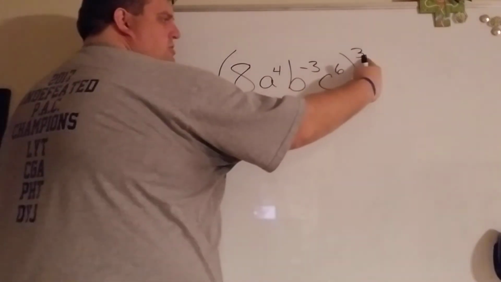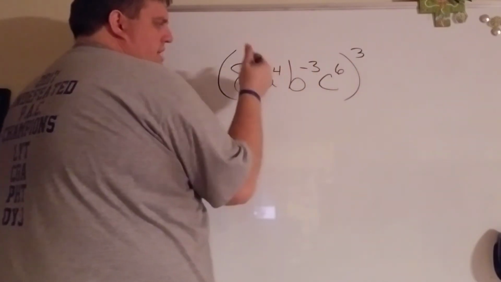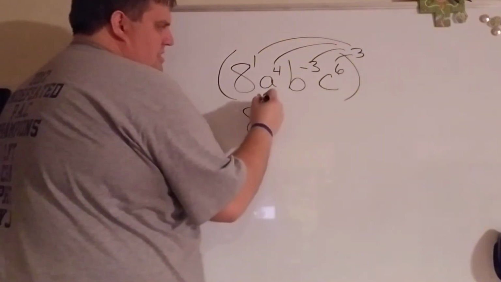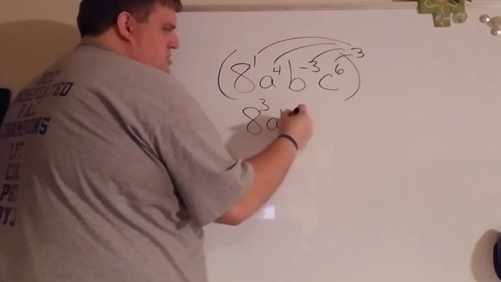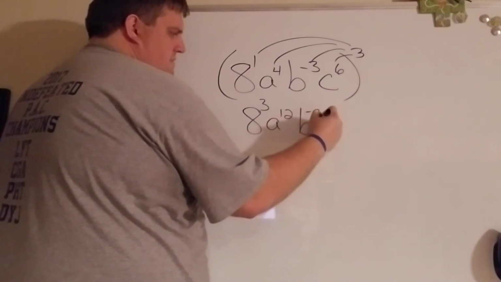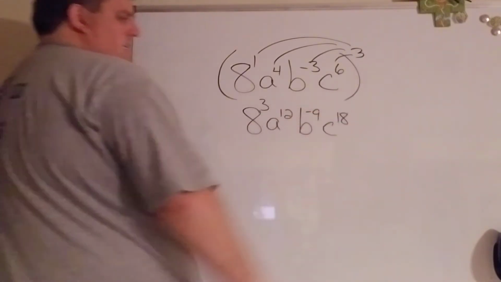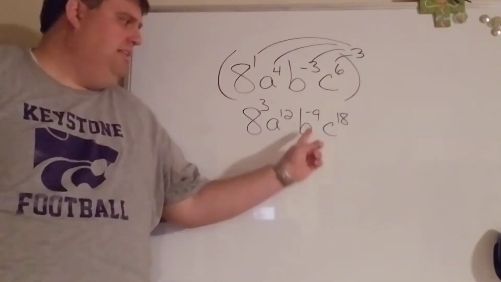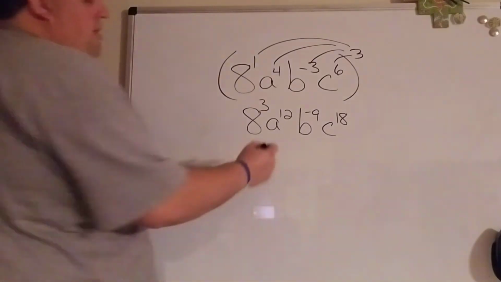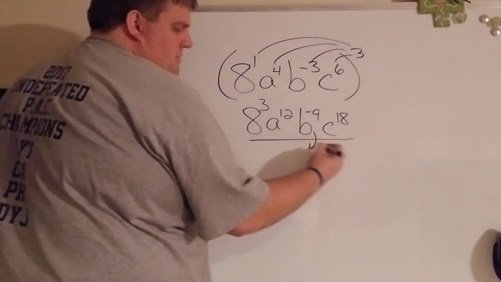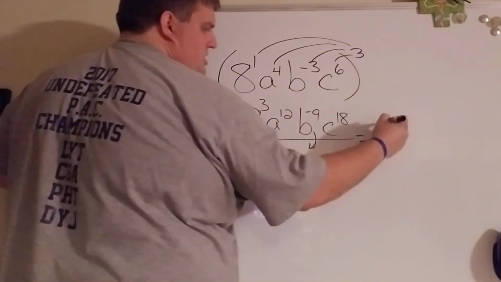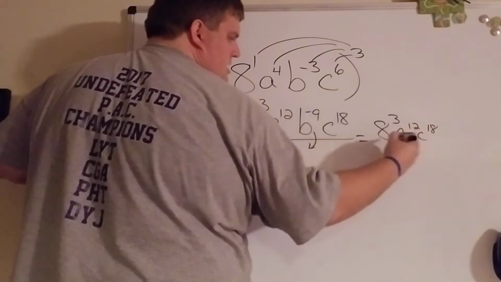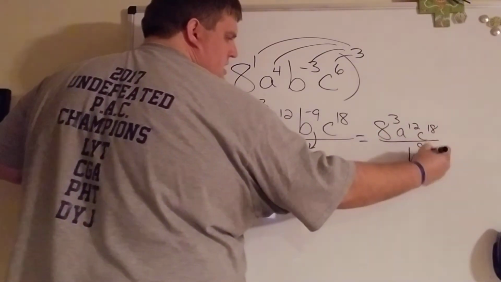Well, I can do power to a power. This 3 is going to go to everything. Remember, there's really a 1 here. Don't forget that. So I'm going to distribute. That would be 8 to the 3rd, a to the 12th, b to the negative 9th, c to the 18th. But I'm not done because there's more I can simplify. I'm not allowed to leave something with a negative exponent. So everything else can't combine, but the b can move to the bottom of this fraction. So I'm going to leave it 8 to the 3rd, a to the 12th, c to the 18th, over b to the 9th power.